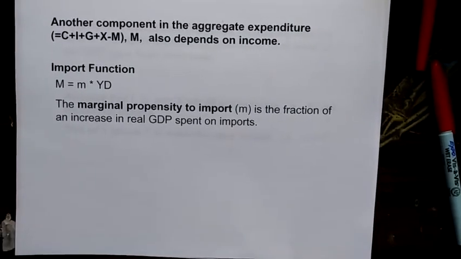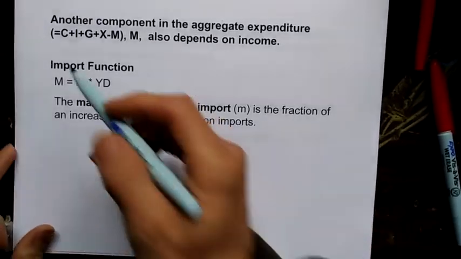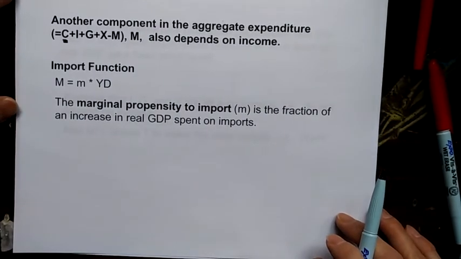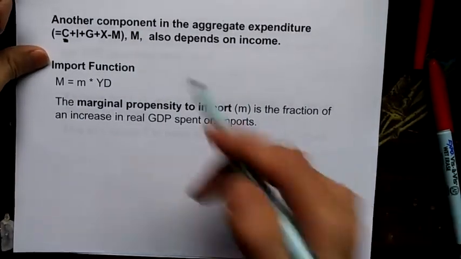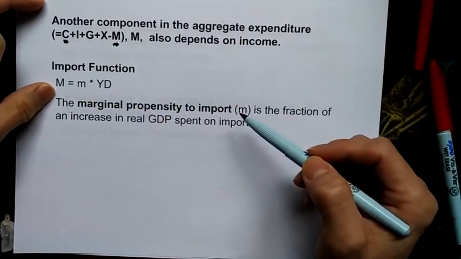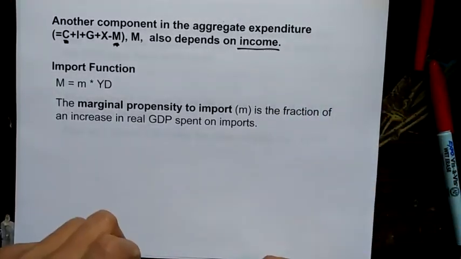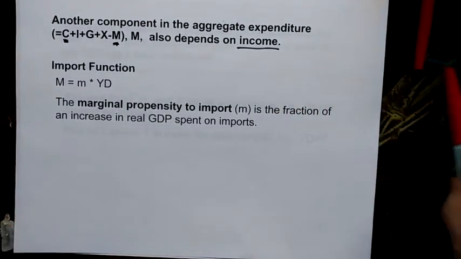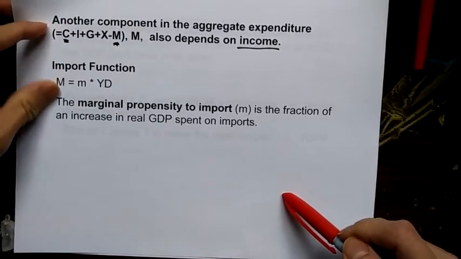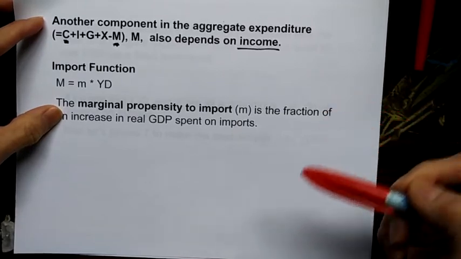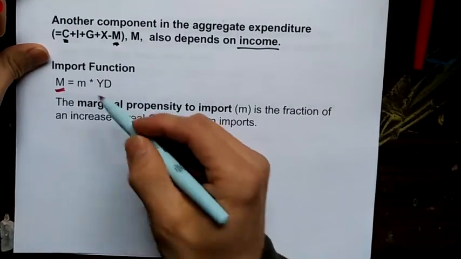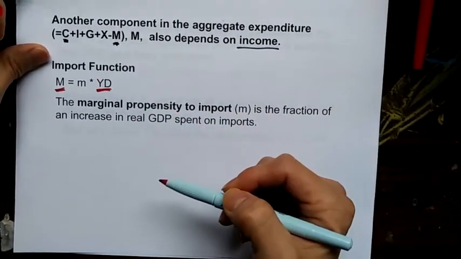Now we finished the first component, consumption, of the aggregate expenditure. All right. Next, let's talk about another component, imports, because import also depends on income. If you have more money, you are going to buy more stuff, right? Your income is higher, you're going to buy more imports. Therefore, import is also a function of your disposable income.